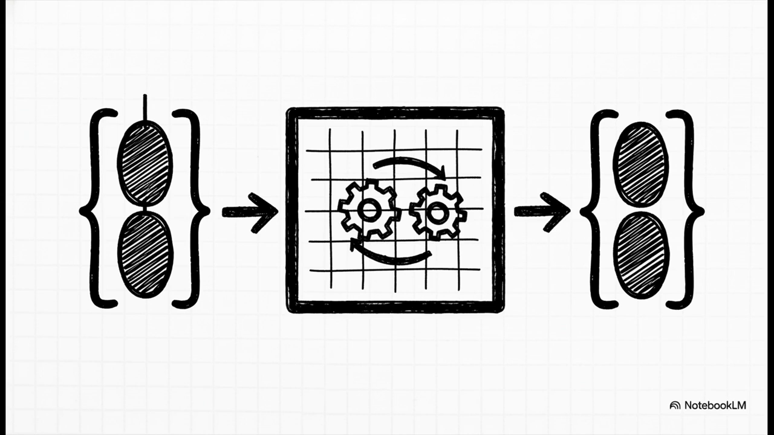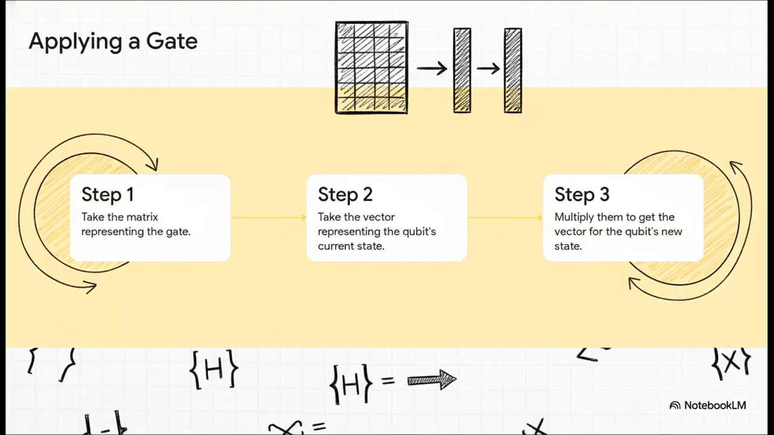You put a vector in one side, the machine does its thing, and a new transformed vector comes out the other side. And the process of actually applying a gate is, believe it or not, pretty straightforward. It's just matrix multiplication. You take the matrix that represents the gate, you take the vector that represents the qubit's current state, you multiply them together, and bam! You get the vector for the qubit's new state.